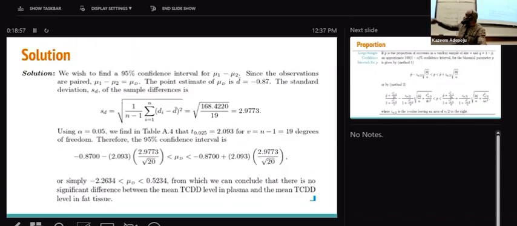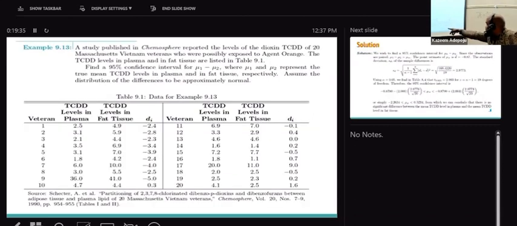We need the mean of the D_i, then the standard deviation of the D_i. And for the standard deviation of the D_i, look at the formula, I got 2.9773. And the mean of the D_i was negative 0. For those of you who don't know how to obtain that, D bar is the summation of D_i, i from 1 to n, divided by n. That is how we add all the D_i. For how many observations? For 20, we divide by 20, and we get the mean.